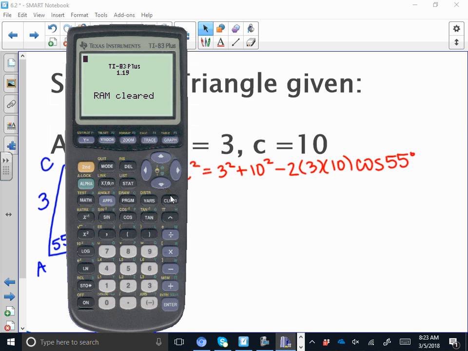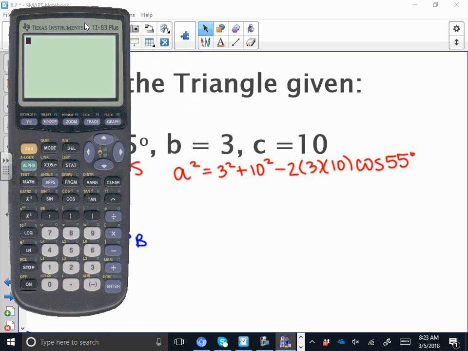When you're doing this, don't type things in one at a time and hit the equal sign 4 times. Whatever is on the right side here, put it in all at once. We have 3 squared plus 10 squared minus 2 times 3 times 10 times the cosine of 55. If you type it in all at once, you're not going to mess up any of the order of operations as long as you press all the right buttons. Type it in how it's written.